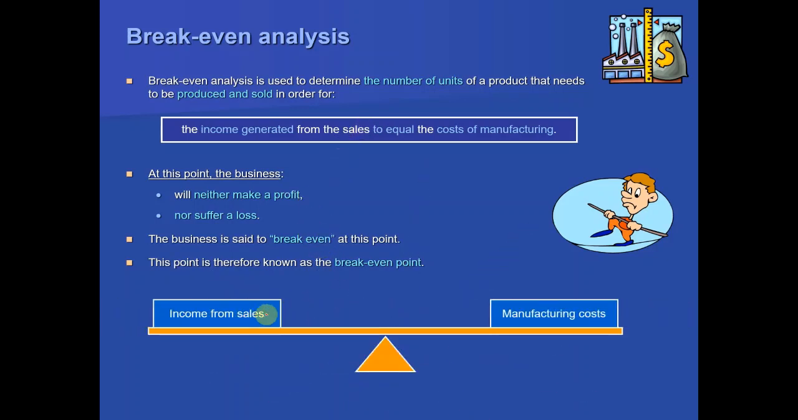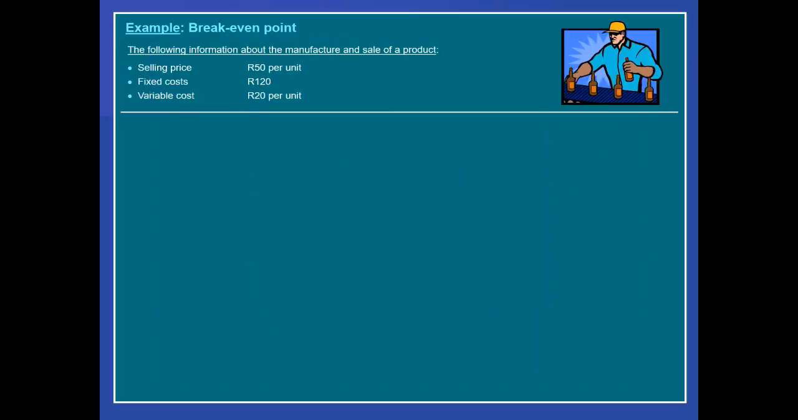So the income from sales is exactly equal to the manufacturing cost. So income and cost is balanced. Let's look at an example.